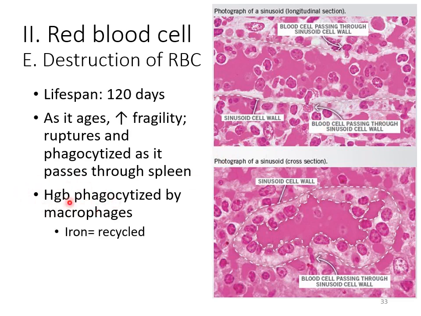So the hemoglobin contained in those red blood cells is also phagocytized and broken down into the elemental iron and the porphyrin ring. And of course, the polypeptide chain will be broken down into peptides. The iron will be recycled, and we will see that in the next slide. And the porphyrin ring will be converted to bilirubin, which will then be excreted in the urine and in the feces.